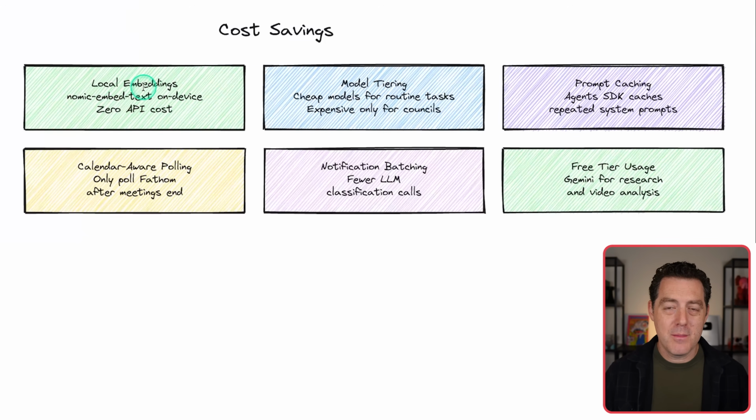One, we're using local embeddings. My MacBook Air is more than capable of doing the embeddings. Yes, embeddings are usually extremely inexpensive, but you know what's better than inexpensive? Free. So we use the Nomic embed text on device, zero cost. Then we have model tiering. We have a bunch of different models that we're using, and we use the right model at the right time.